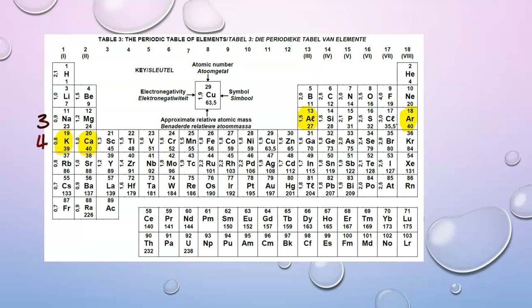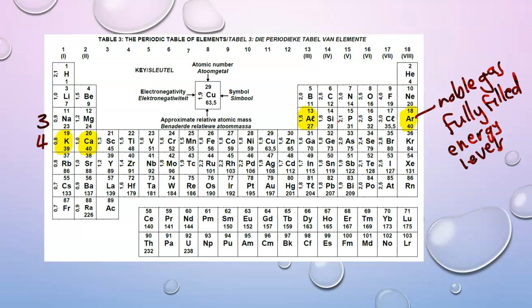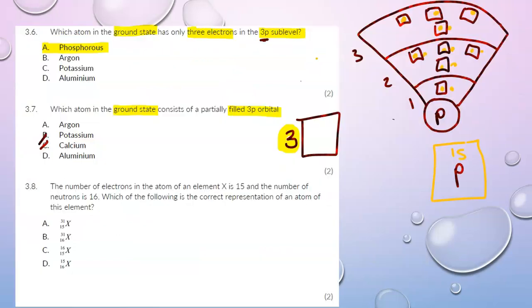And if you go draw aluminum, you will see she will have a partially filled 3p orbital, where argon will be fully filled, because that is the definition of a noble gas. All the noble gases will have a fully filled energy level. So I encourage you to go and draw aluminum so that you can see what went on there. So the answer here is D.